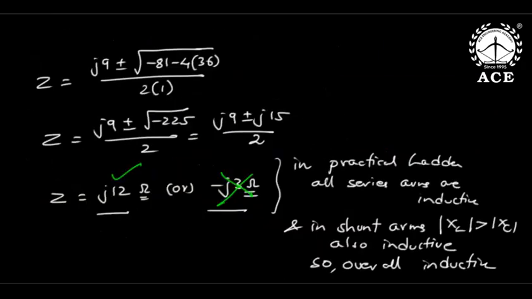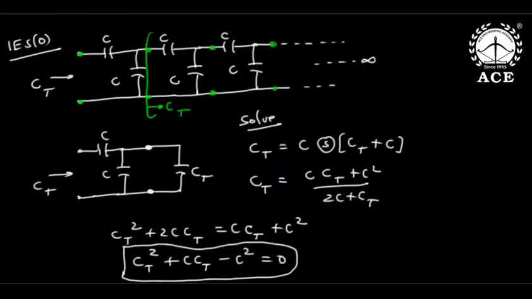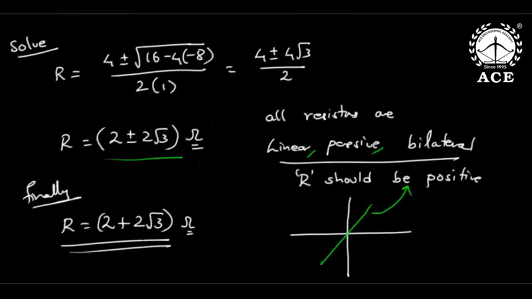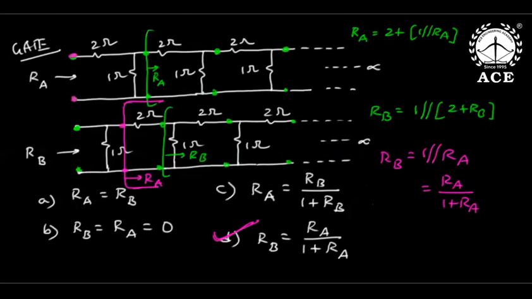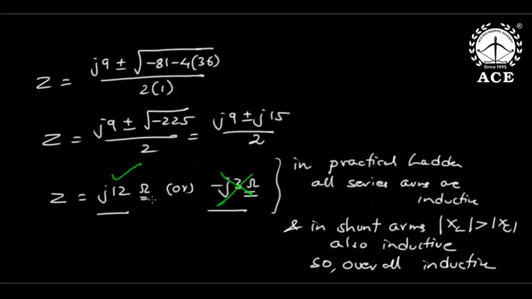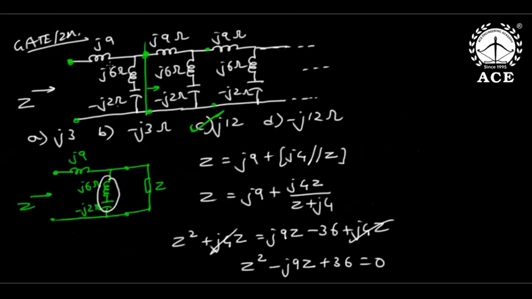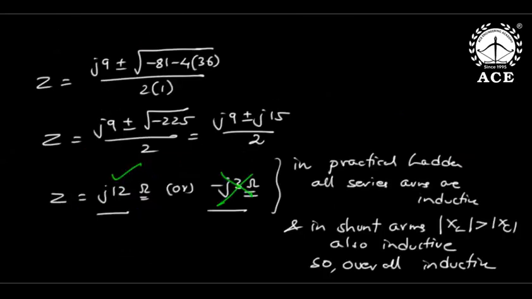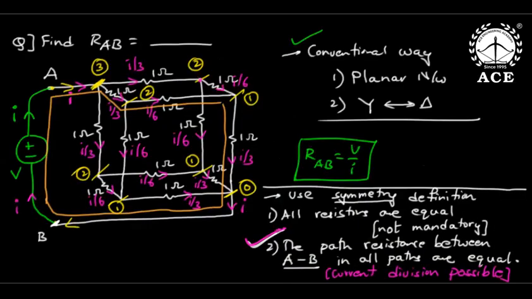Again here, there are two possible reactances. Positive reactance exists and negative reactance exists. See, in this problem, negative resistance is meaningless. But in this problem, yes, negative reactance is meaningful. But because the nature of the network is purely inductive, because all series arms are inductive, XL greater than XC, and shunt arms also XL greater than XC, it is overall inductive. Hence, we should take plus 12 only. That is very interesting.